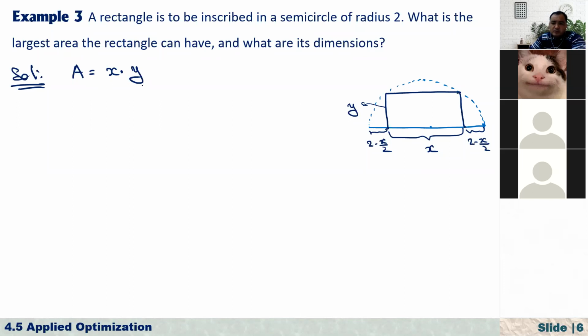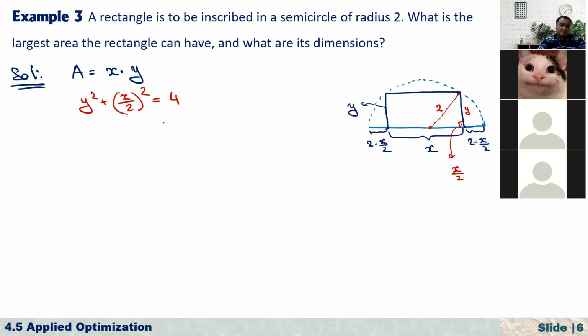To do this, I'm just going to use the Pythagorean Theorem. If you connect the center of the circle with this point, it's a radius, right? The radius is given, that's equal to 2. And how about the length of this part? That's equal to x over 2. And how about the height? It is y. And using the Pythagorean Theorem for this right angle triangle, here we have y squared plus x over 2 squared, that's equal to 4, right?